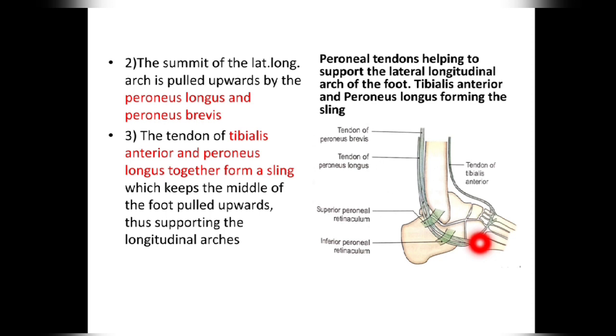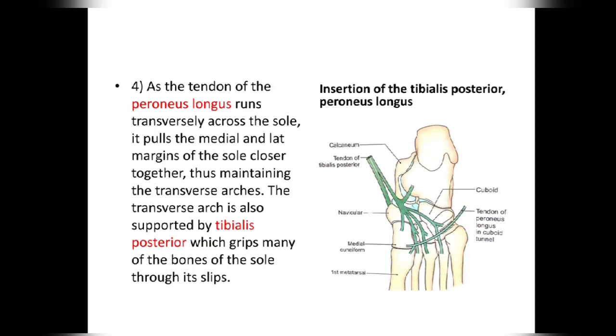The tendons of tibialis anterior and peroneus longus together form a sling which keeps the middle of the foot pulled upward, thus supporting the longitudinal arch. As the tendon of peroneus longus runs transversely across the sole, it pulls the medial and lateral margins of the sole close together, thus maintaining the transverse arches. The transverse arch is also supported by tibialis posterior, which grips many of the bones of the sole through its slips.